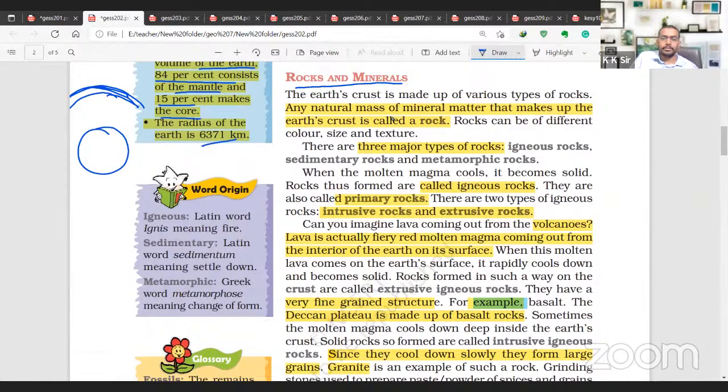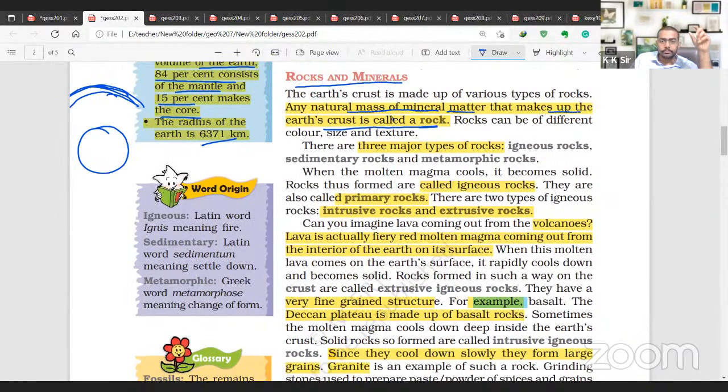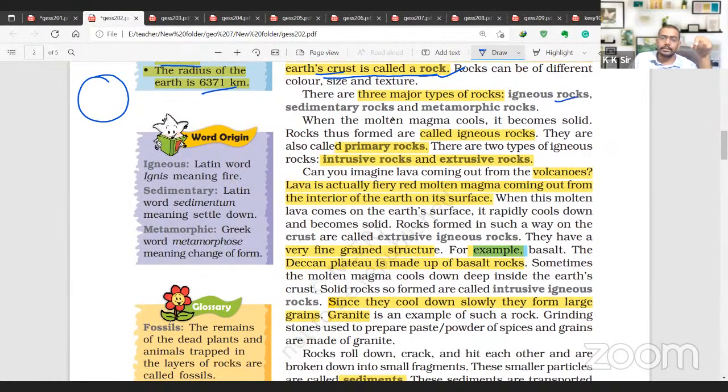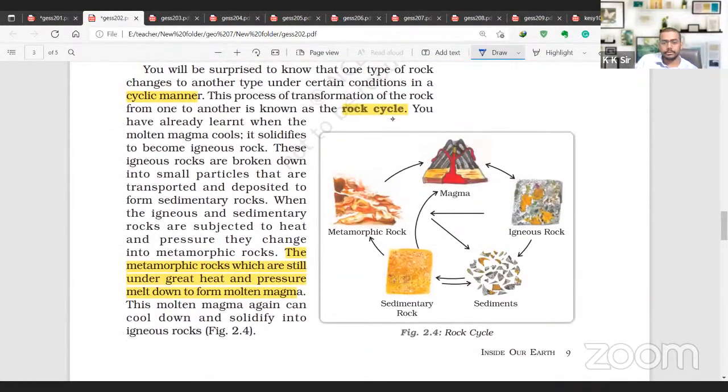Now rocks and minerals. Any natural mass of minerals. ये अच्छा definition है. A natural mass of mineral matter that makes up Earth's crust is known as rock. कोई भी mineral matter है Earth crust पे, उसको rock बोलेंगे. Rock is of 3 kinds: igneous, sedimentary and metamorphic. यहाँ पे दिया है क्या? हाँ, यहाँ पे देखो. Try to understand this. This is known as the rock cycle.